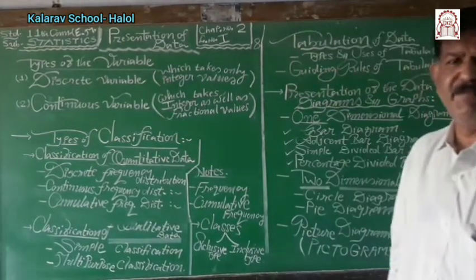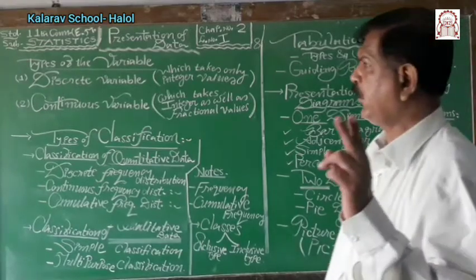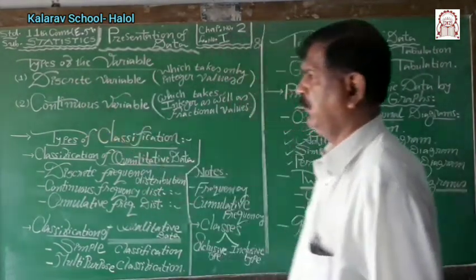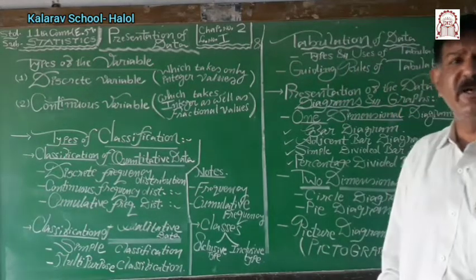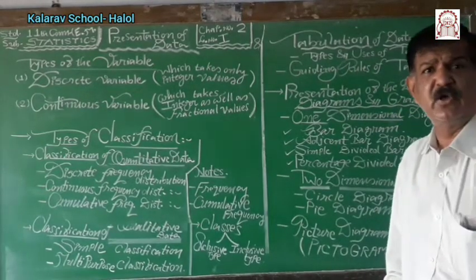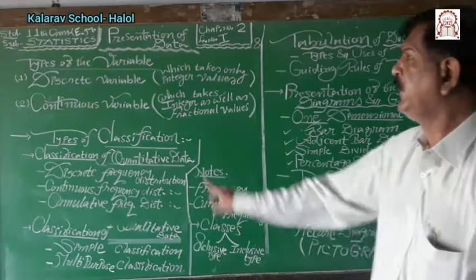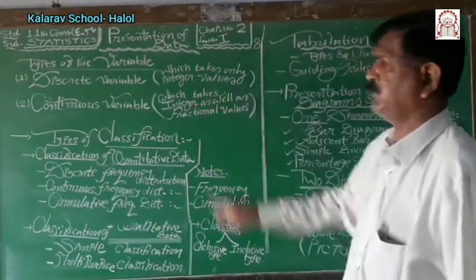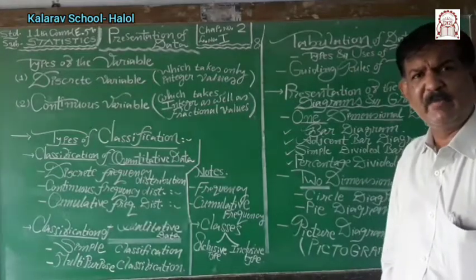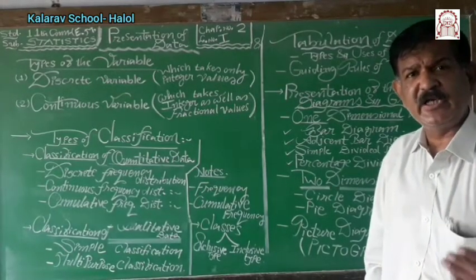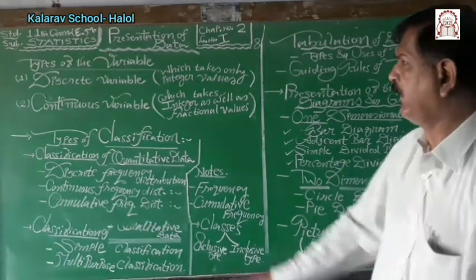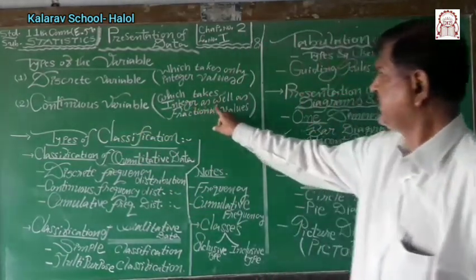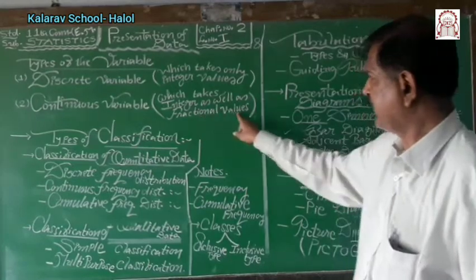What are the types of variable? Variables are of two types, discrete type variable and continuous type variable. A variable is said to be a discrete variable if it takes only integer values. While the continuous variable takes integer as well as fractional values.